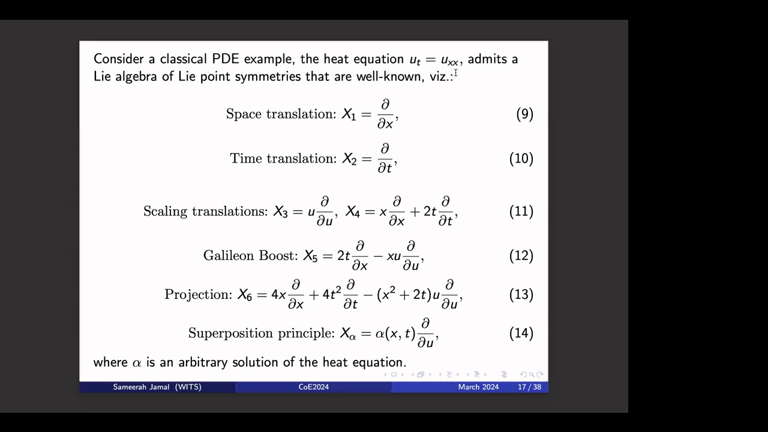So you have the space translation, which is a symmetry X1. A time translation symmetry looks like X2. And then you have scalings, the Galilean boost, projection, and a superposition principle, which involves an arbitrary solution of the heat equation. These symmetries are probably some of the nicest examples of the symmetries of a PDE, and hence why the heat equation is a highly sought after equation in analyzing further. These symmetries would give rise to transformations that would allow you to generate invariant solutions.